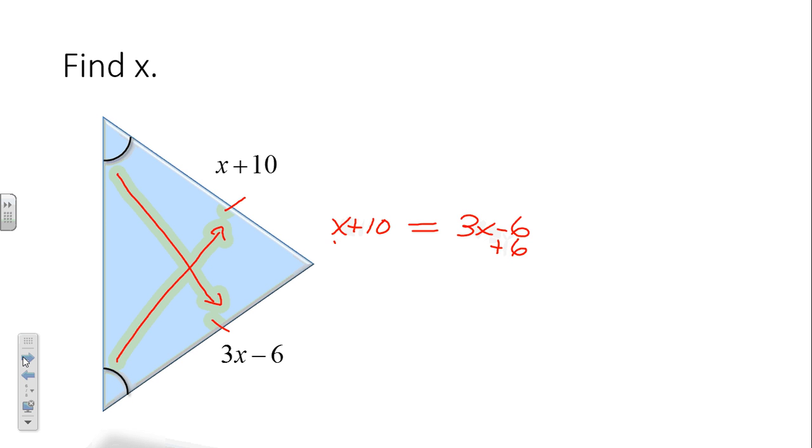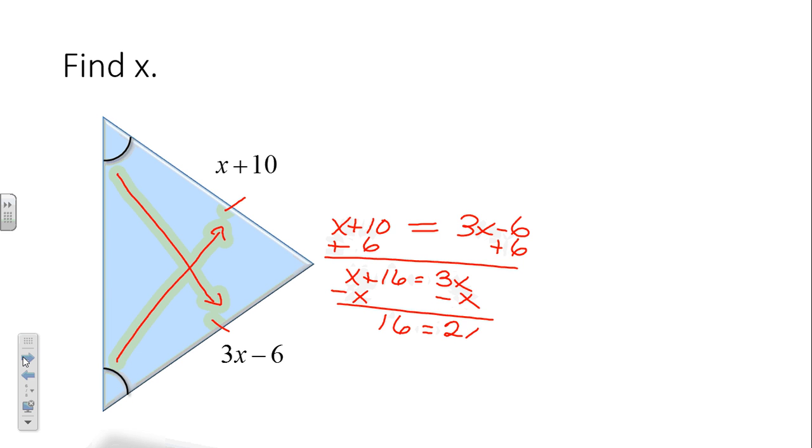Add 6. Are the angles? Are they angles? They're sides, right? So the sides won't equal 180. Okay. So x plus 16 is 3x. Okay, but we take away the x because it's positive. So 16, yep. And so x equals 8.